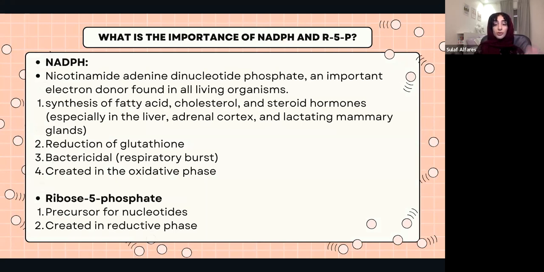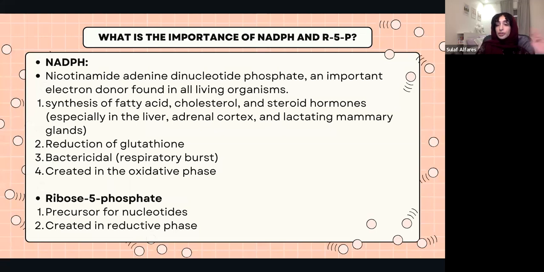Okay, back to those two main products of this pathway. We said the first one is NADPH. NADPH stands for nicotinamide adenine dinucleotide phosphate. That's a pretty lengthy name. You don't need to know all of that. Just remember NADPH. And remember that it's an electron donor, okay? It donates its electron, meaning it's gonna get oxidized, right? So keep that in mind.